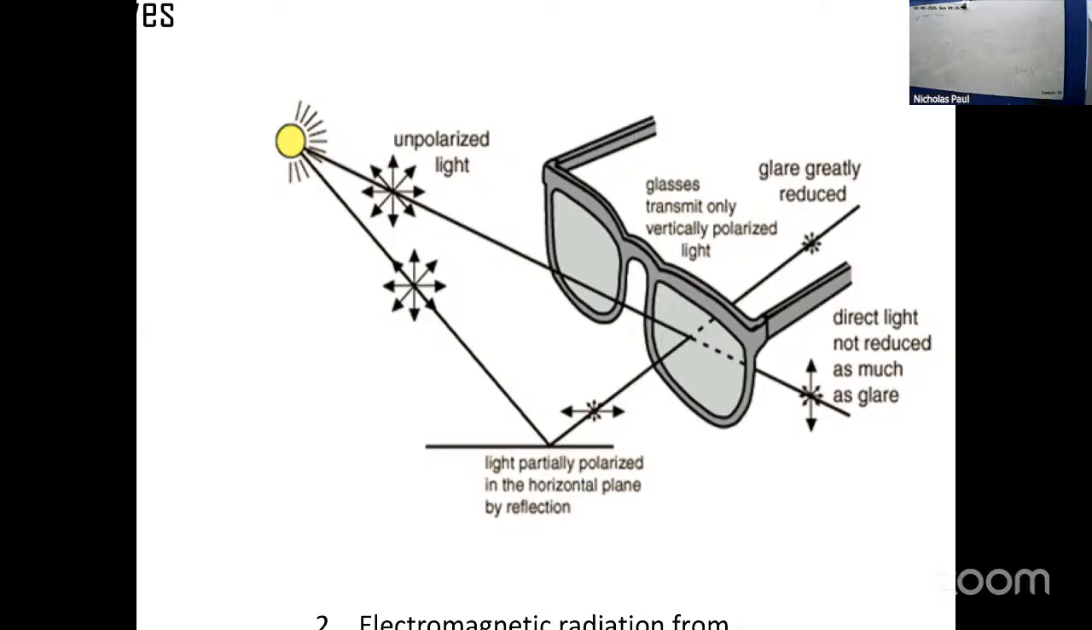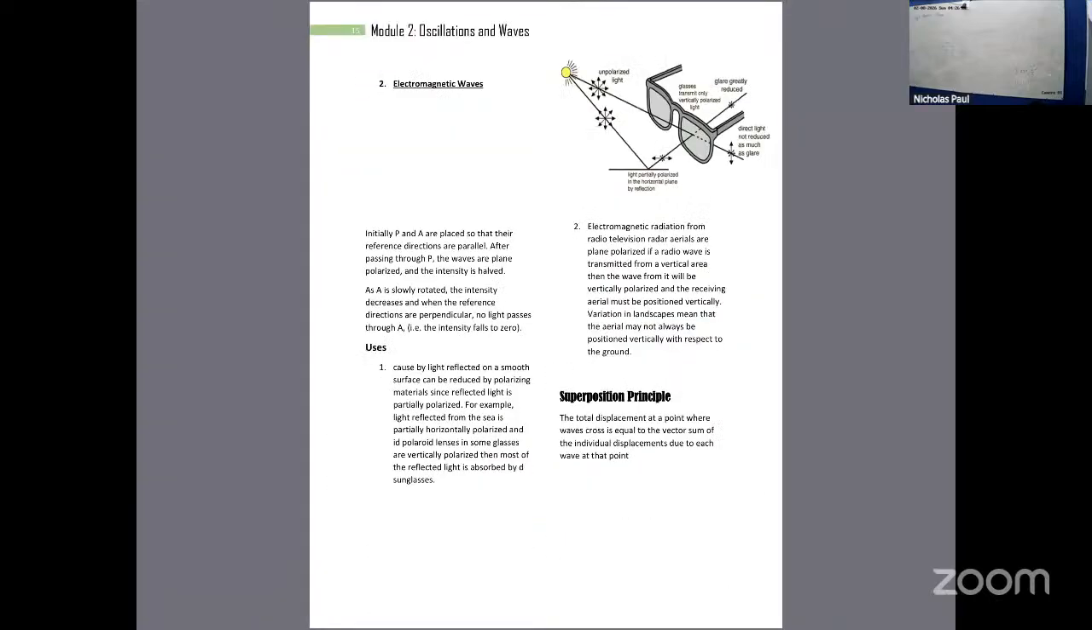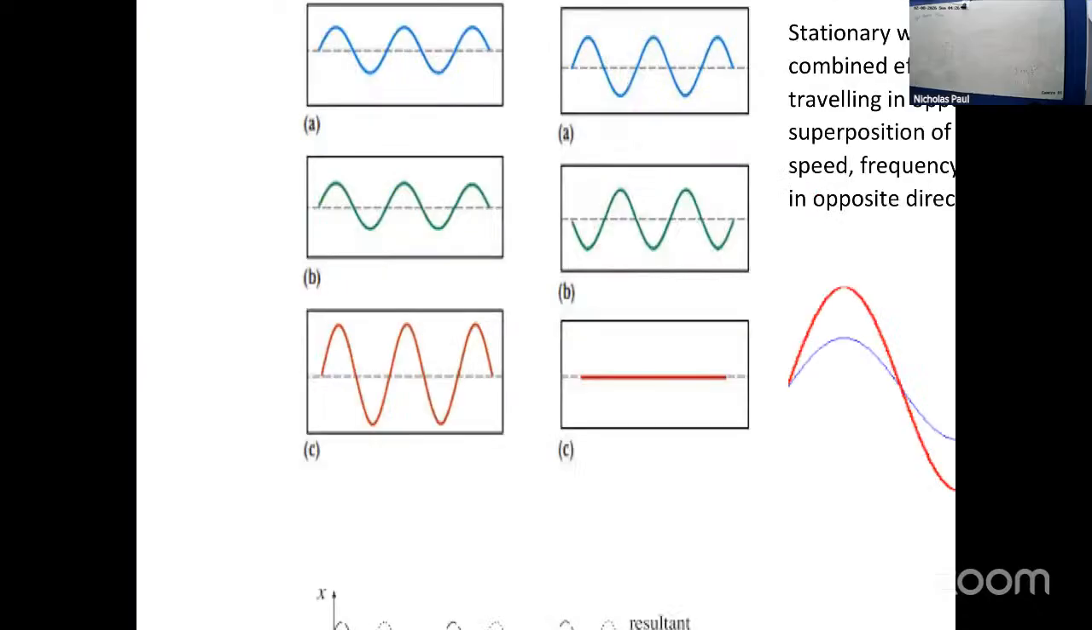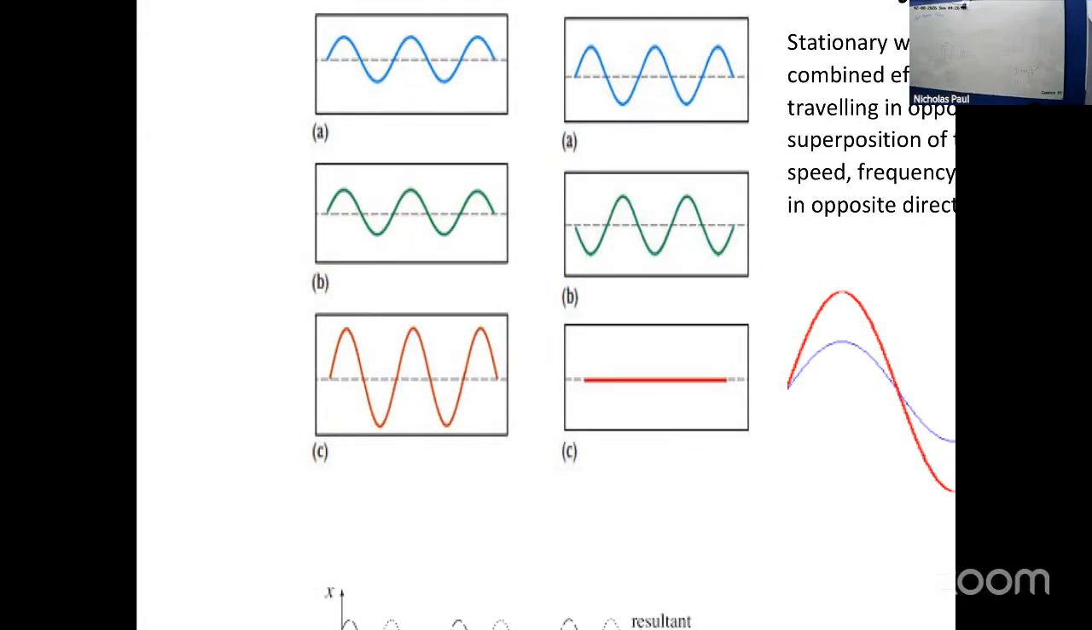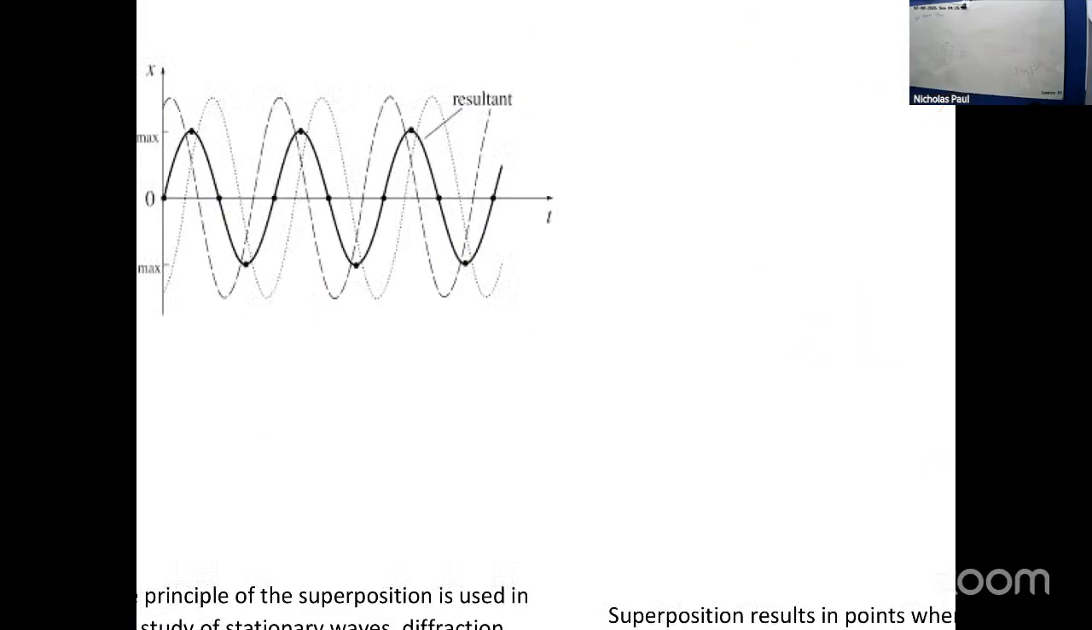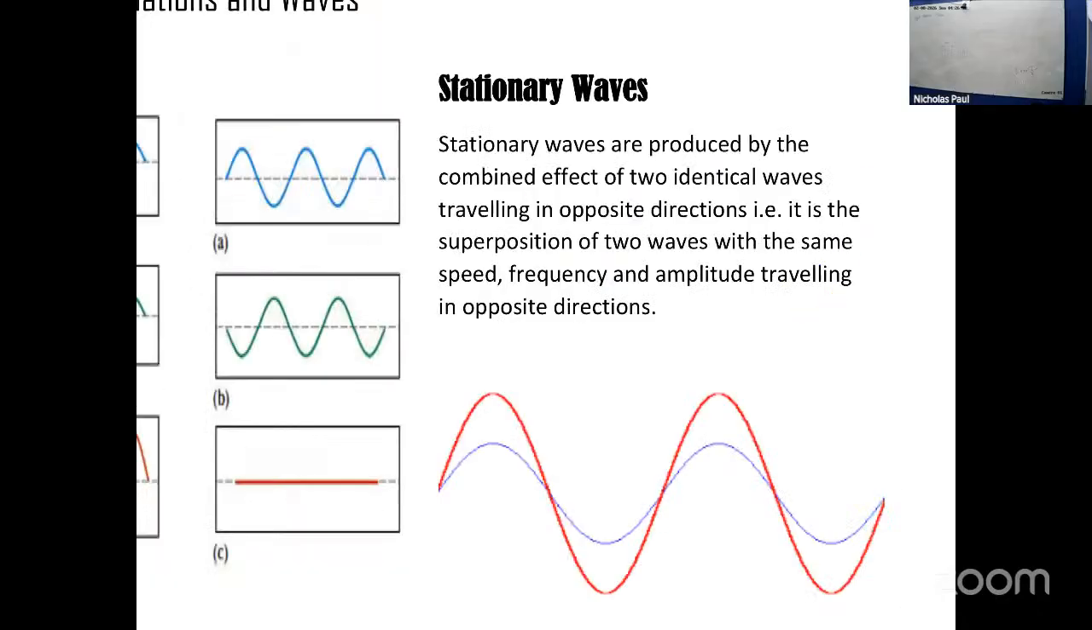Here it's showing you that the amplitude drops. When the light goes in, you see the amplitude smaller. That means it's less intense and it will protect your eye. Superposition, you'll remember this: in phase is constructive, out of phase is destructive. Okay, so we're going to take a look at stationary waves.